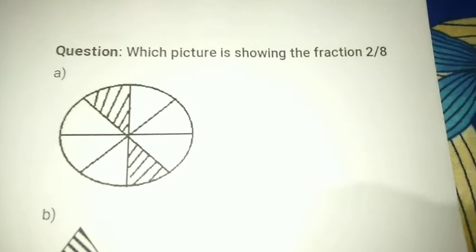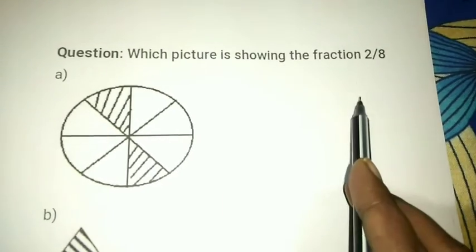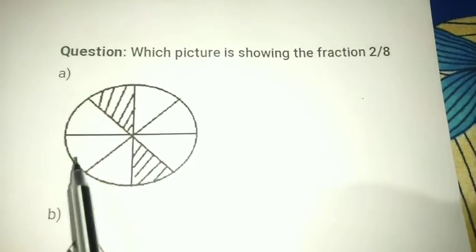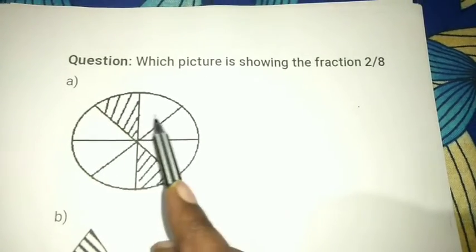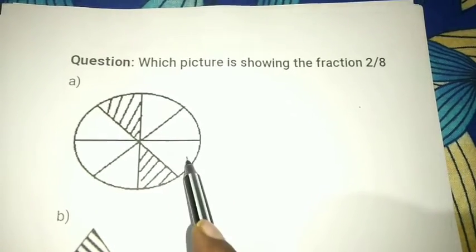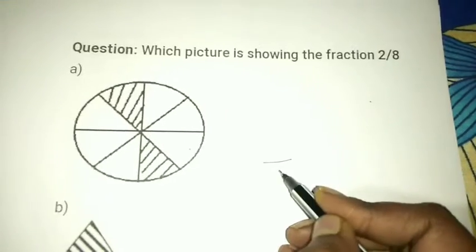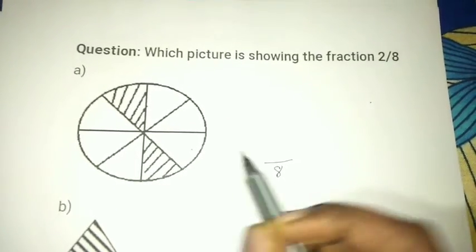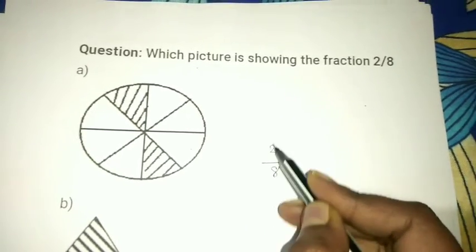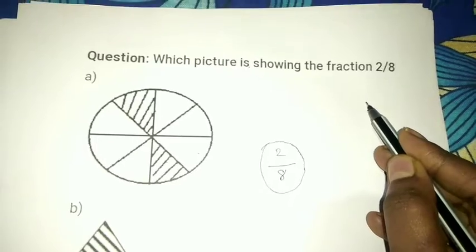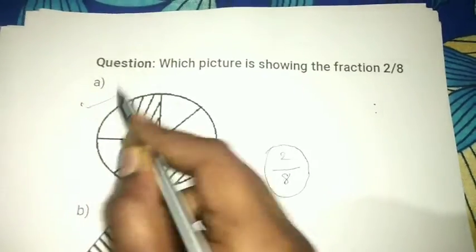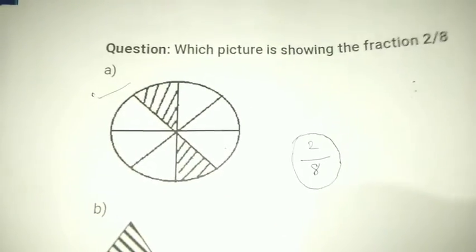Then the next question: which picture is showing the fraction 2 by 8? Here in picture A, the circle is divided into 8 equal parts. So the denominator is 8 here and the shaded part is 2. So the numerator is 2. So this fraction is 2 by 8, which is our answer. So here A is the correct option. Then moving to the next question.